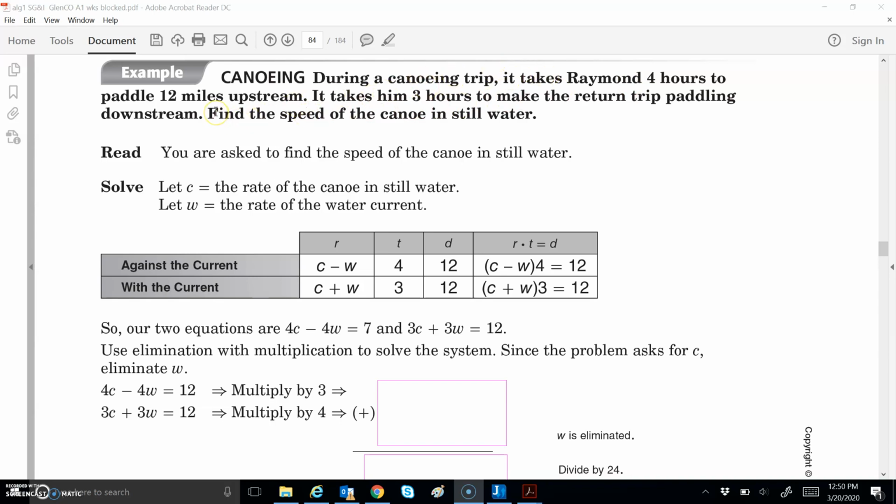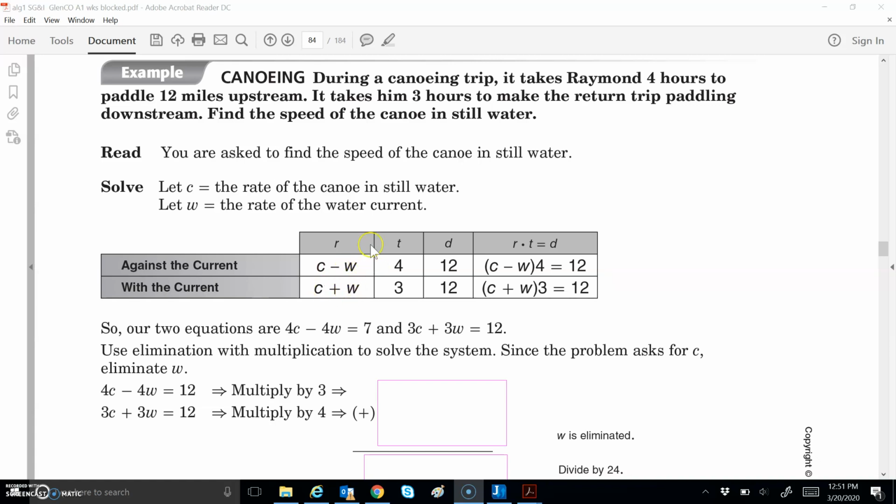Okay, so we're traveling 12 miles. We know that the distance is 12 miles, and we know the time it took to go up and down. So let C be the rate of the canoe in still water, and W be the rate of the current, the speed of the water. So this is the speed of the canoe, and this is the speed of the water. Against the current, the water is fighting us. With the current, the water is helping us.